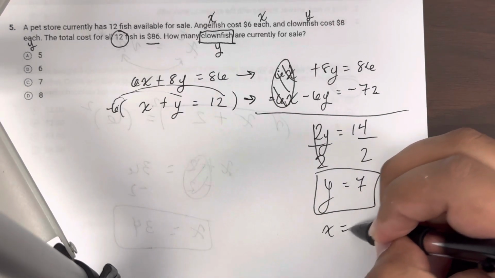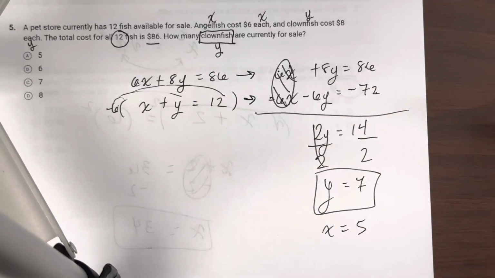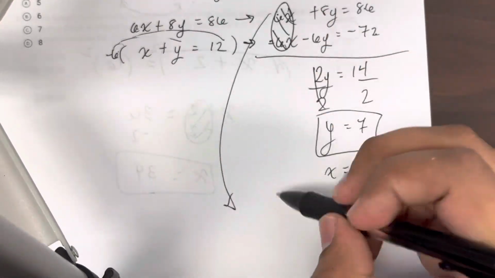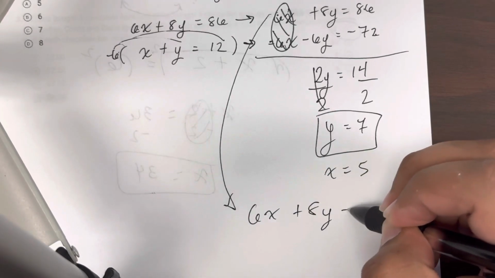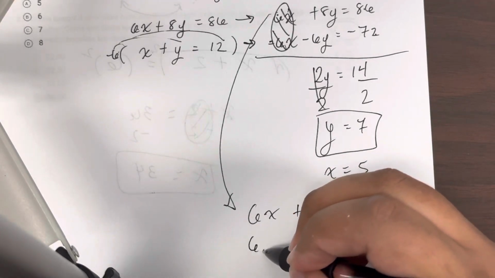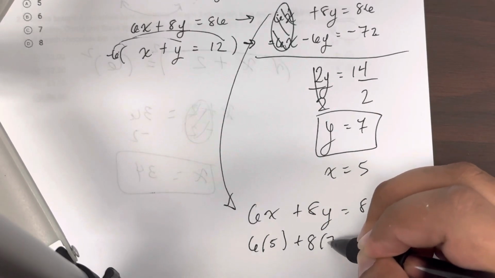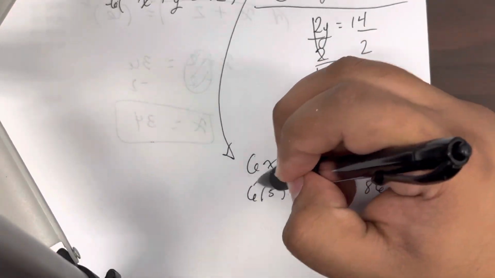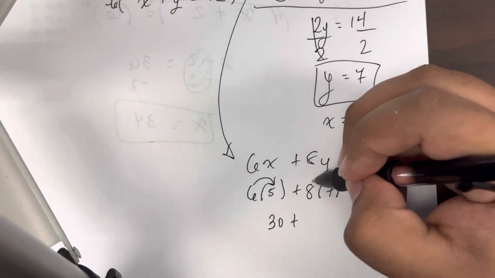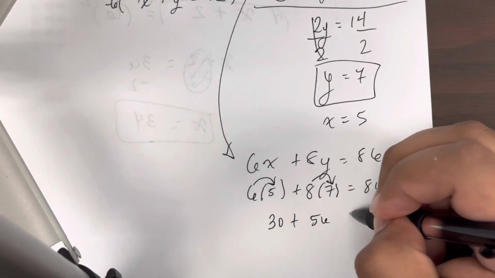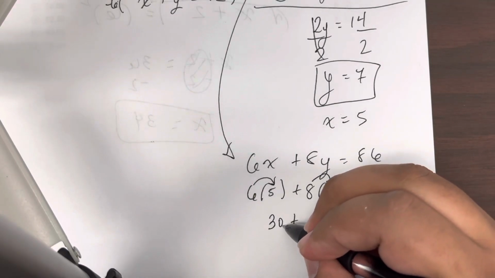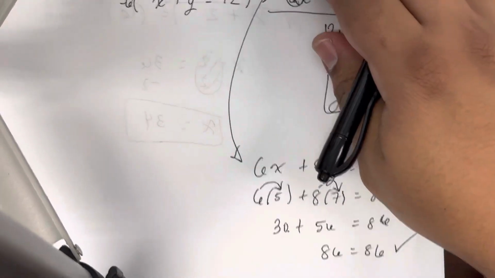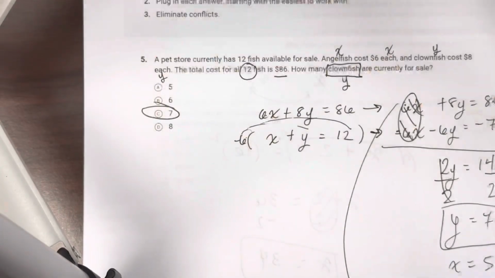And if you wanted to double check, we could totally come back, substitute, and we can see if it's correct. And just because I want to, we can, using our first equation. 6x plus 8y equals 86. 6 times 5 plus 8 times 7 equals 86. 6 times 5 is 30 plus 8 times 7 is 56. 30 plus 56 is 86. Is it true? Looks good to me. So our answer in this case is 7 clownfish.